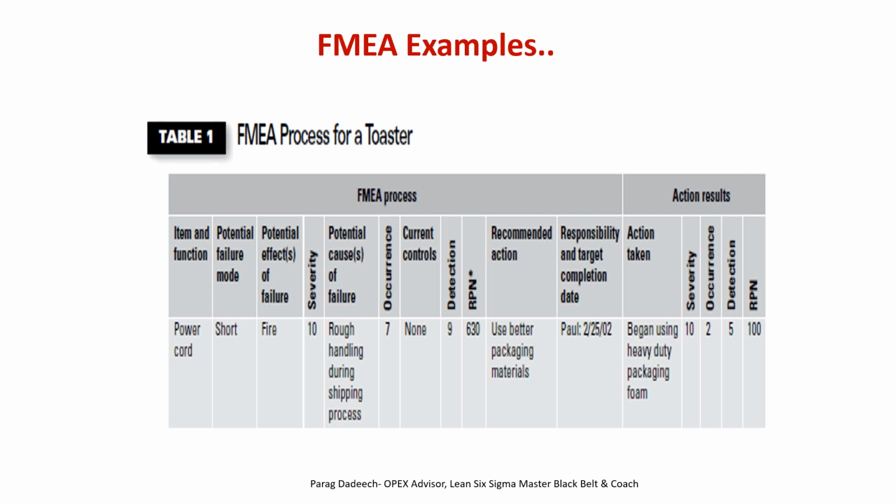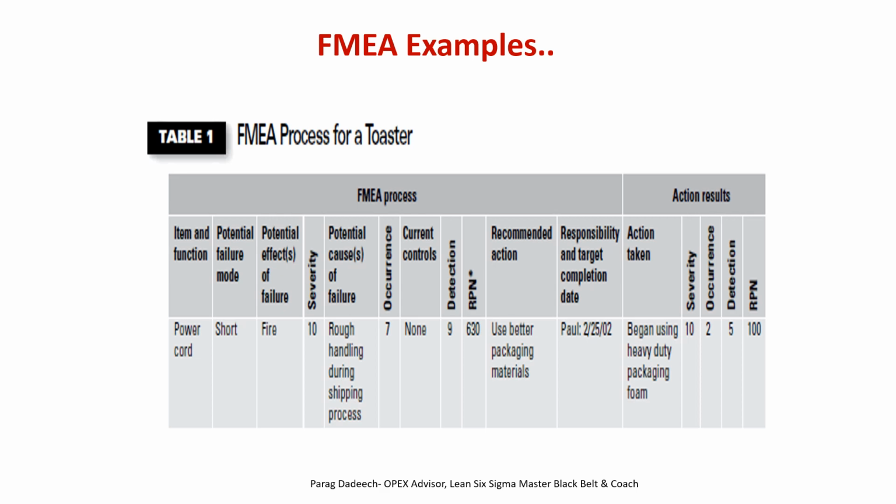Let's look at a practical example of an FMEA. This is an FMEA for a toaster. One of the potential failure modes is that the power cord could get short, so the toaster is not working. The effect of this is fire. The severity rating scale is 10, which is maximum, that is hazardous effect without any warning. The potential causes could be rough handling of the toaster during shipping to the customer or warehouse.